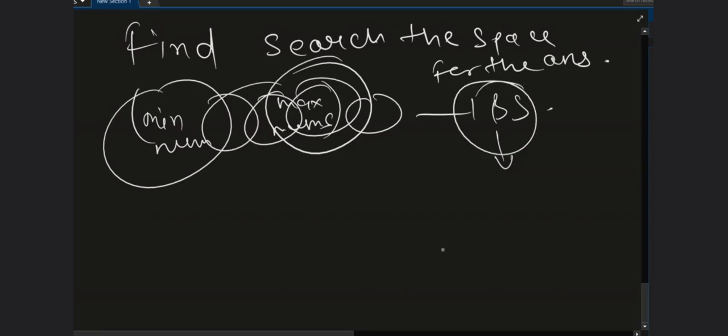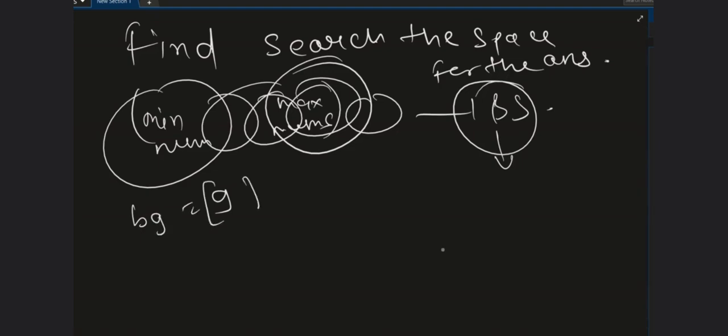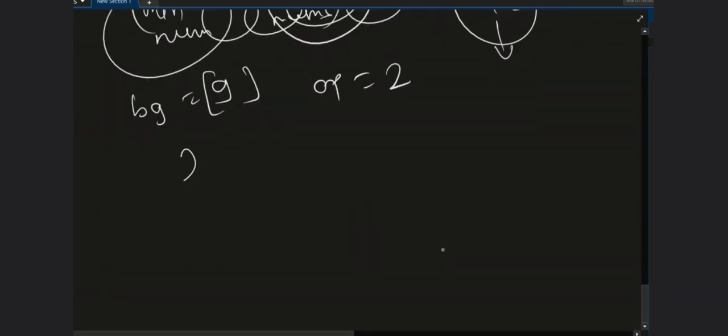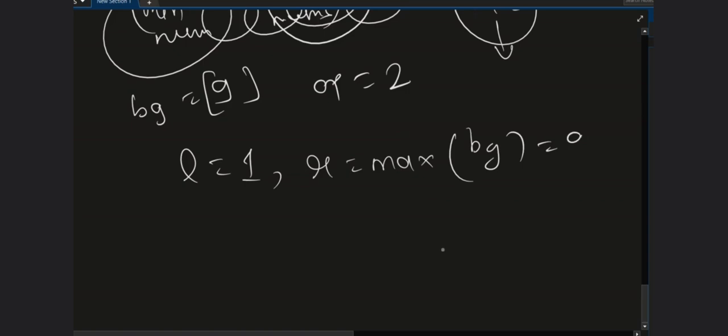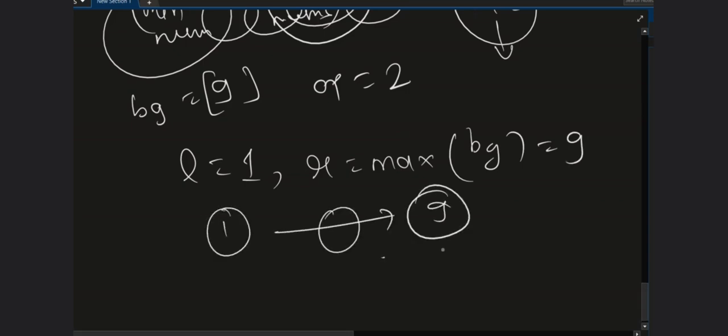What I mean by this is, for the given example, let's say the array is such that max is 9 and our operations were 2. So my search space for the binary search would be: L would be 1 and my R would be the max of the whole array. So it is 9. So I would search from 1 to 9 on the basis of some certain condition.